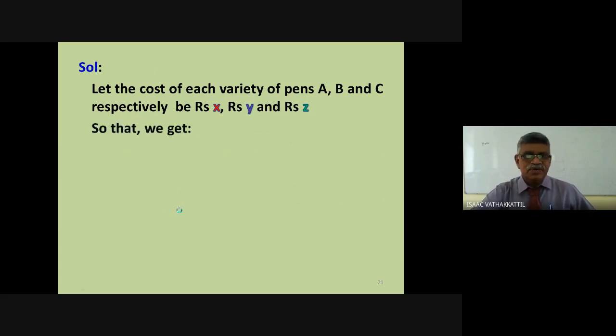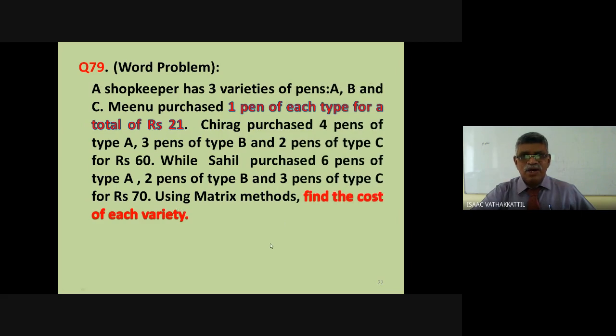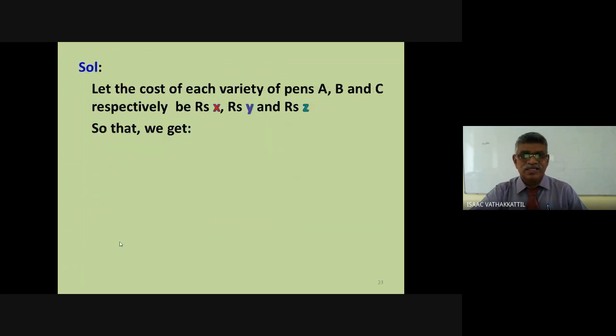We need the first equation. One pen of each type for a total of rupees 21. What equation will represent this? The cost of one pen of type A and one pen of type B and one pen of type C. One pen each, rupees 21. That means we have X plus Y plus Z equal 21. That is our first equation.